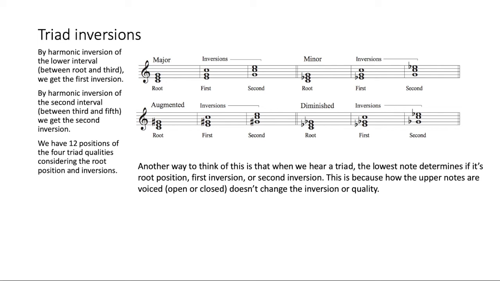Another way to think of this is that when we hear a triad, the lowest note determines if it's in root position, first inversion, or second inversion. This is because how the upper notes are voiced, whether or not the triad is in open or closed position, doesn't change the inversion or the quality of the triad.